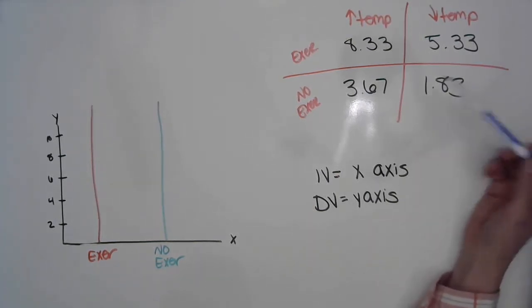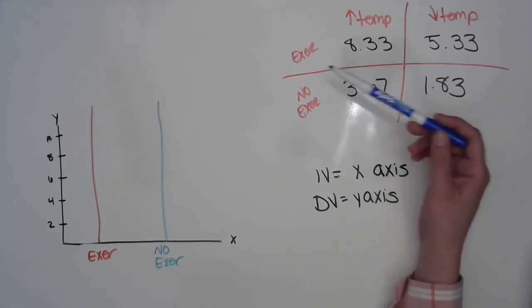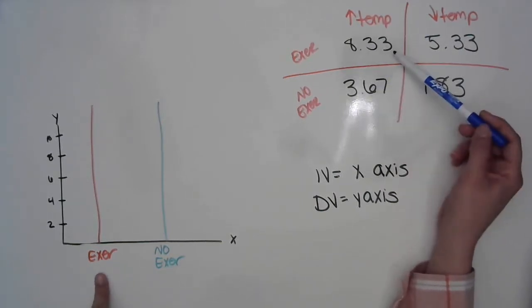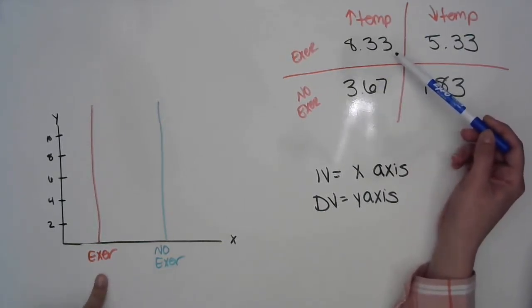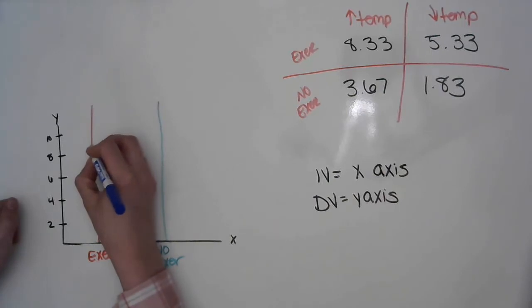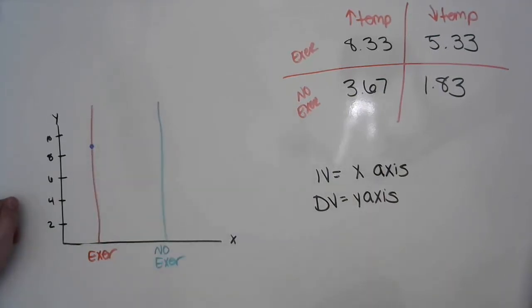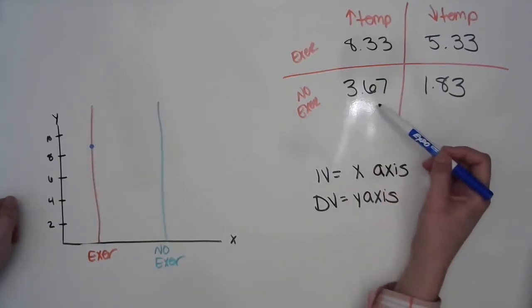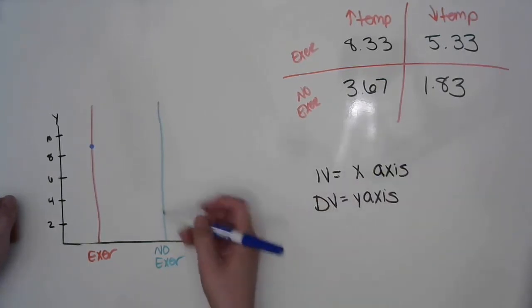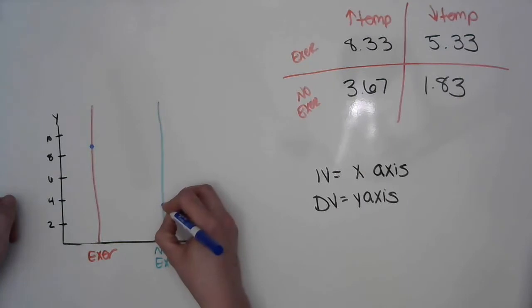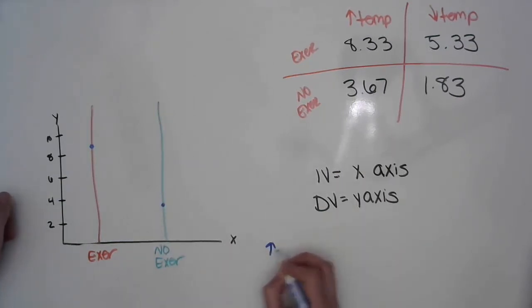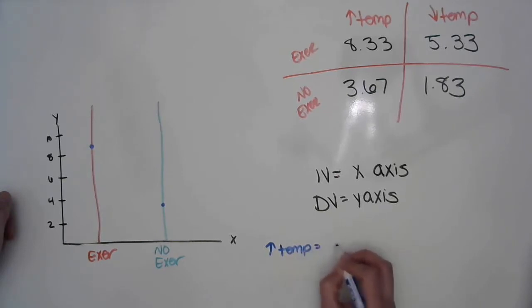Let's do increased temperature first. We'll go under exercise, and increased temperature was 8.33. We'll put that one here. And then no exercise for increased temperature was 3.67. We'll put that one right here. Then we'll make a little note, increased temperature, and we'll do that as, say, a dotted line.